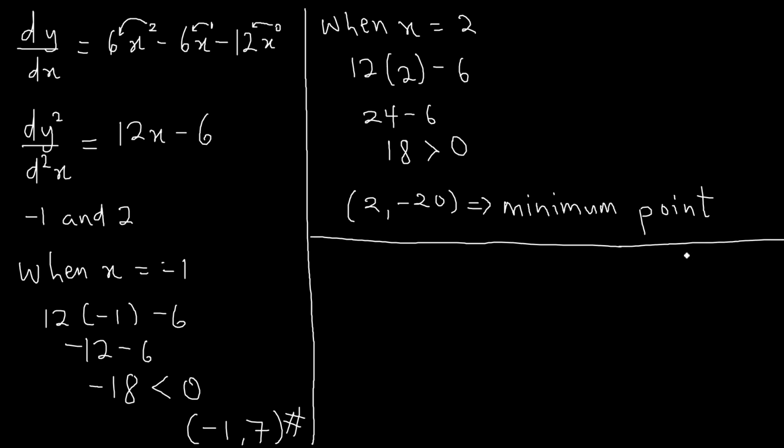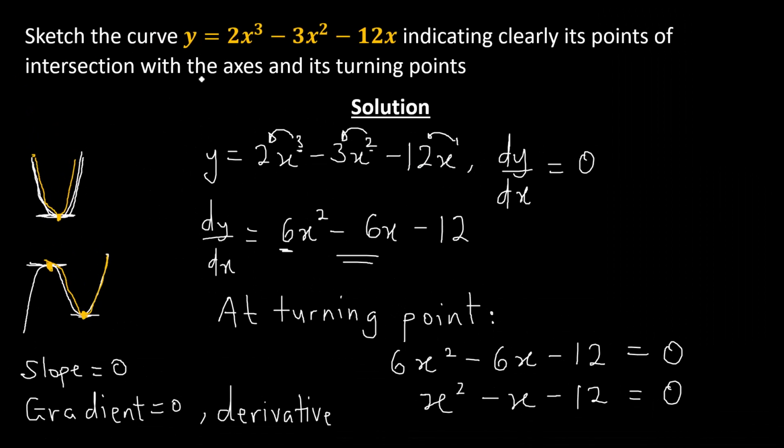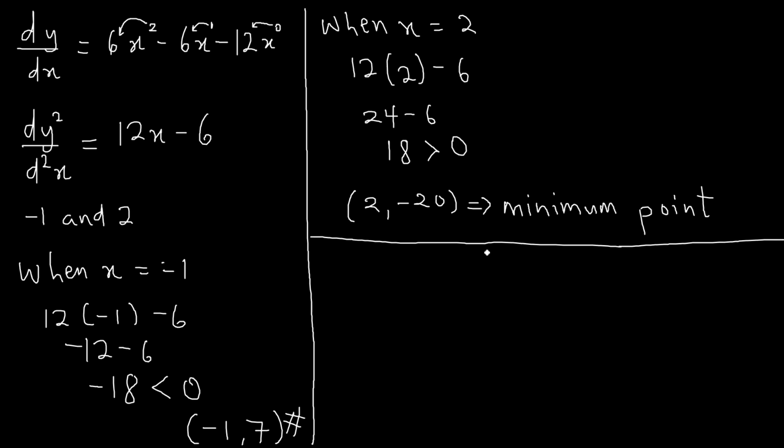The next thing we are supposed to do according to the question is to actually check the intersections with the axis, both the x-axis and the y-axis. So that's our next assignment. Check the intersections with the x and y-axis. So let's first of all start with finding the intersection with the x and y-axis.